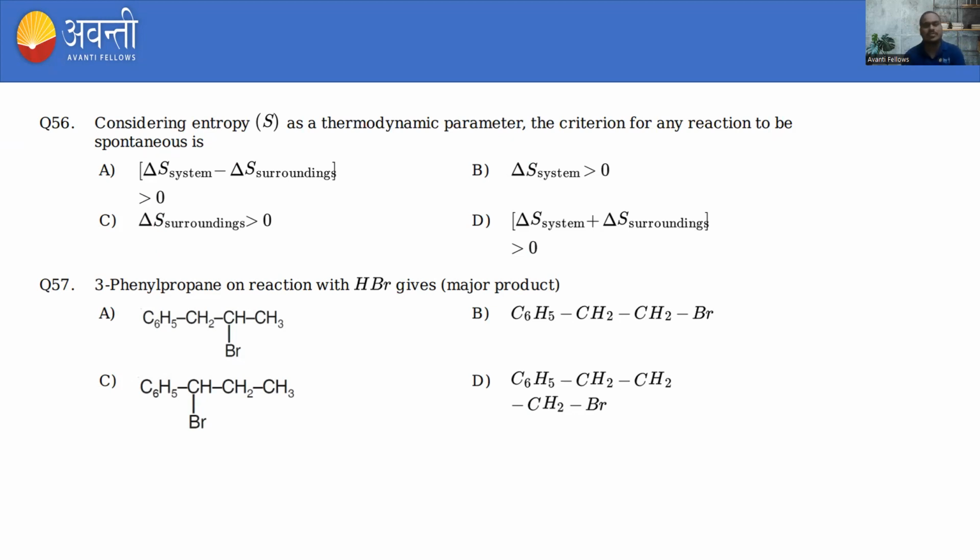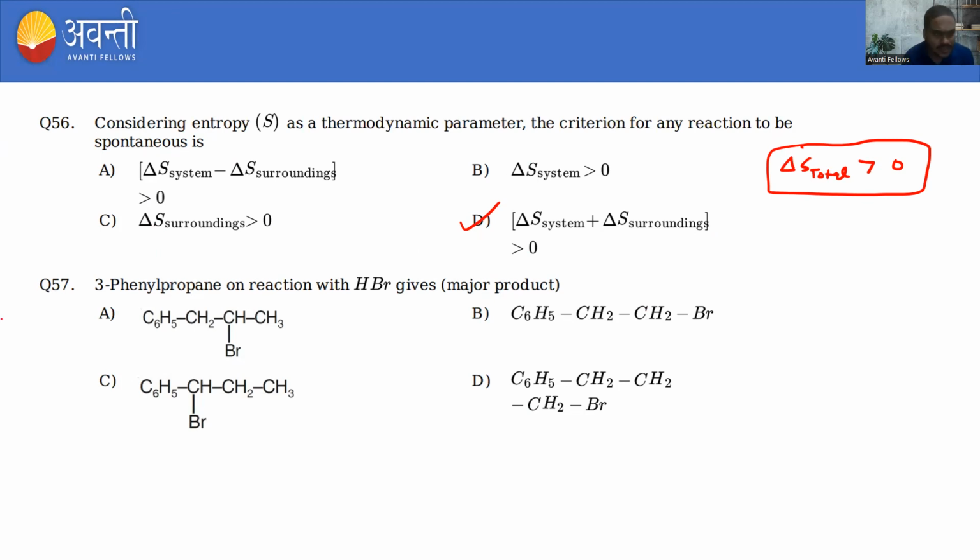We all know that for a spontaneous reaction, the total entropy, S total, must be greater than 0; only then is the process said to be spontaneous in nature. So for a spontaneous reaction, the total change in entropy must be positive. So we can say that option D is absolutely correct for this. I hope that is clear to everyone.